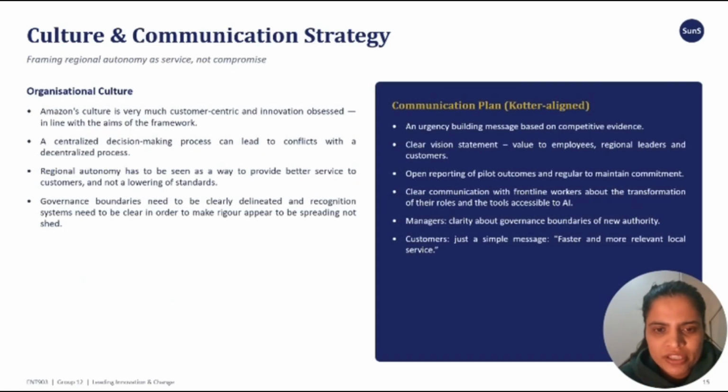Now to the people side, starting with culture and communication. Amazon's culture is strongly customer-centric and innovation-focused, which aligns well with this framework, but its centralized decision-making habits can create friction with a decentralized approach. So leaders need to frame regional autonomy as a way to better serve customers, not as losing standards. Our communication plan follows Kotter's model: start with an urgency-building message backed by competitive evidence, followed by a clear vision statement, and maintain regular open reporting on pilot outcomes.